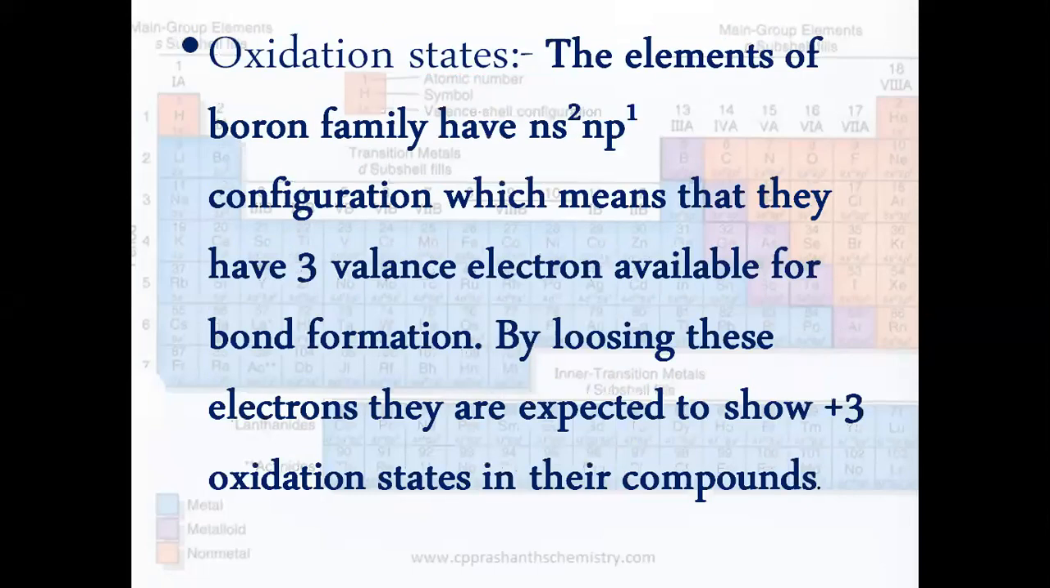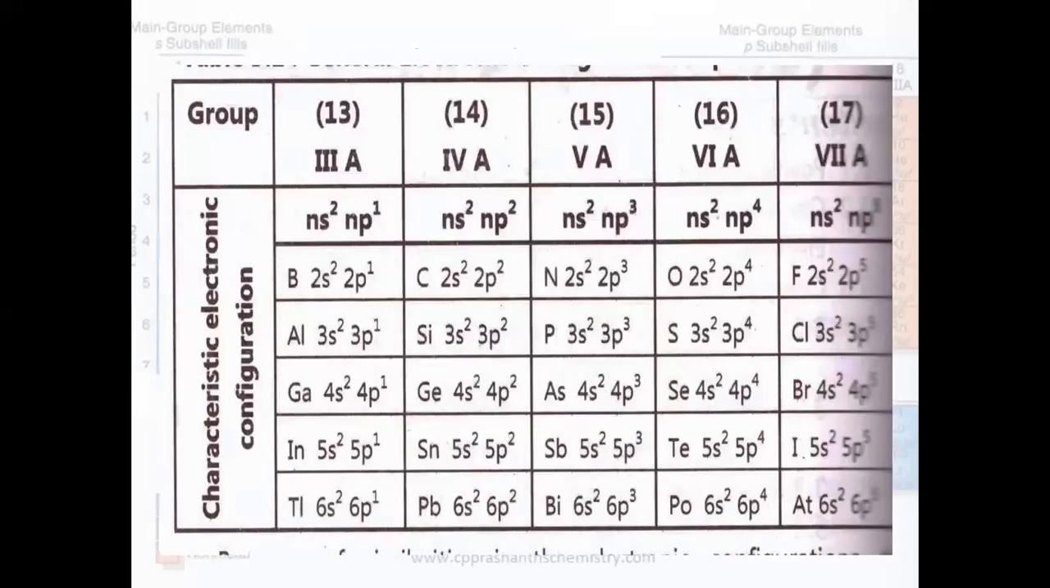Regarding oxidation states, last time I explained that group valency is always attributed to every element. If an element is present in a particular group, for example the third A group, then the group valency is 3. If the element belongs to the fourth A group, then the group valency is 4, and like that the group valency is attributed. So this slide I have shown.